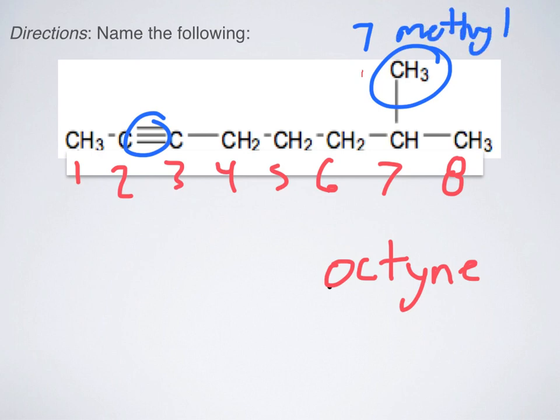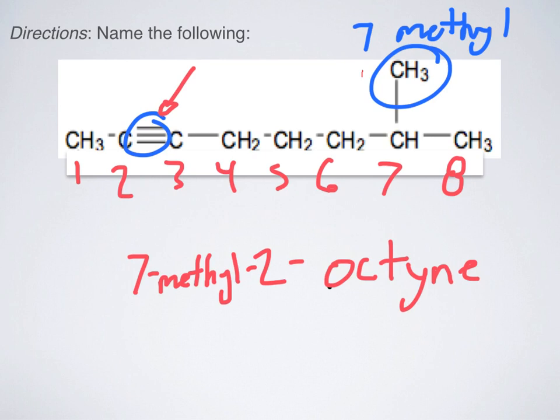One of the very first things I have to do whenever I'm dealing with a double or triple bond is tell where this bond is. It's at carbon 2, so this would automatically be 2-octyne. And then I have to point out that I have a 7-methyl group, a methyl group at carbon 7. So that would be 7-methyl-2-octyne. That's the way I would name that.